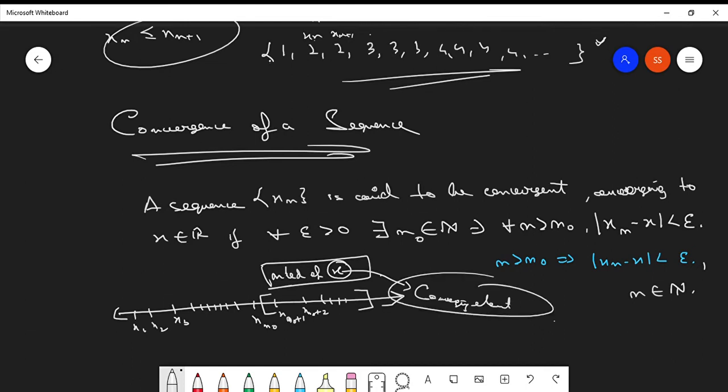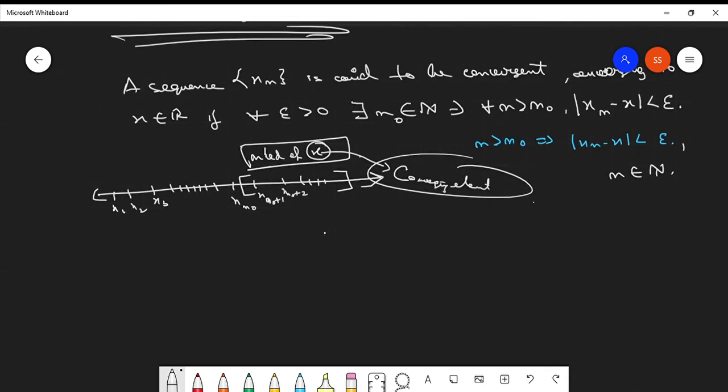Also, you can consider it like this, that the nth element of the sequence becomes an element of the epsilon neighborhood of x. Same thing, right? Gets trapped in the neighborhood, or you can also say that xn gets contained in the neighborhood. Any mathematical term you can use; the basic meaning is this one. Clear?